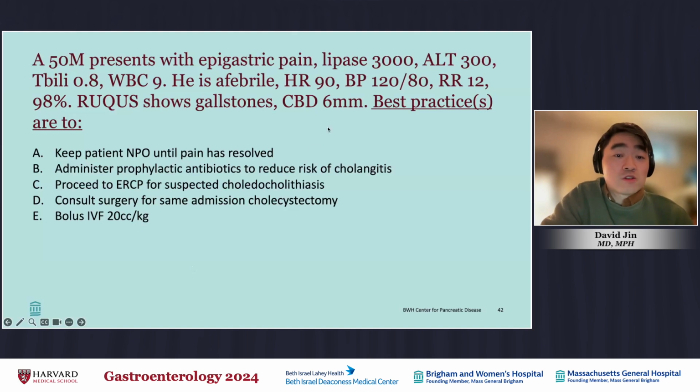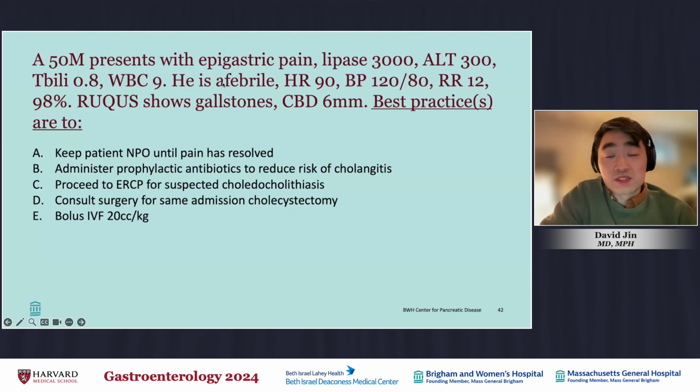Best practices are to A, keep the patient NPO until all pain is resolved. B, administer prophylactic antibiotics to reduce the risk of cholangitis. C, proceed to ERCP for suspected choledocholithiasis. D, consult surgery for same admission cholecystectomy. Or E, bolus IV fluids, 20 cc's per kilo.